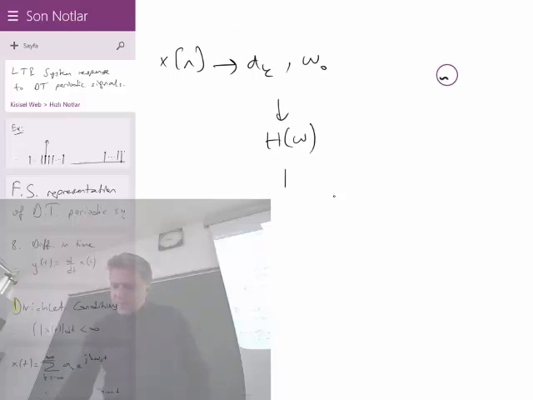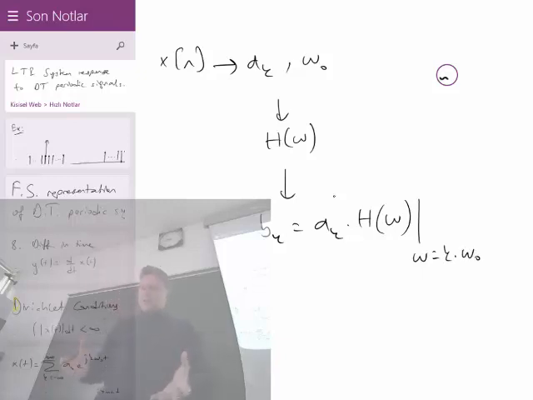And the output will be bk is equal to ak times h of omega at omega is equal to k times the fundamental frequency. That is the frequency of the harmonic. That's how the bk's are scaled. Or you multiply ak with the corresponding h of omega at the corresponding frequency. And you have your new bk's.